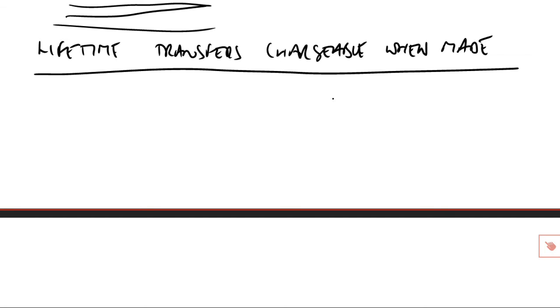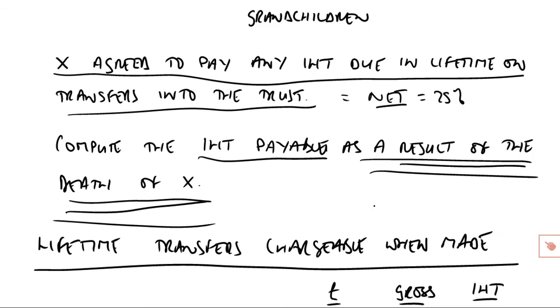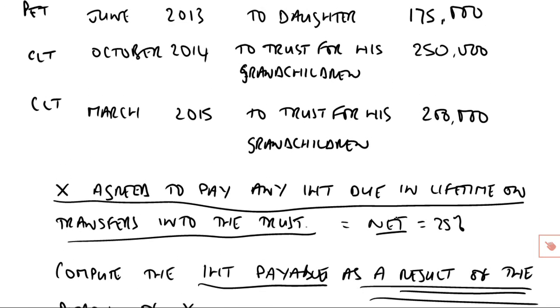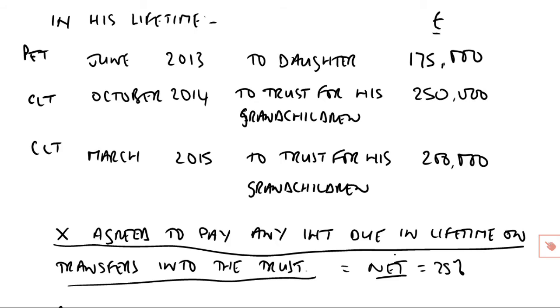As a standard format, we run 3 columns on here. A little value column to record the amount of the chargeable transfer itself. We then need a column to record the gross transfers and a column to record any IHT. Now in this example, we have got 2 CLTs. We deal with them in order, always in chronological order.